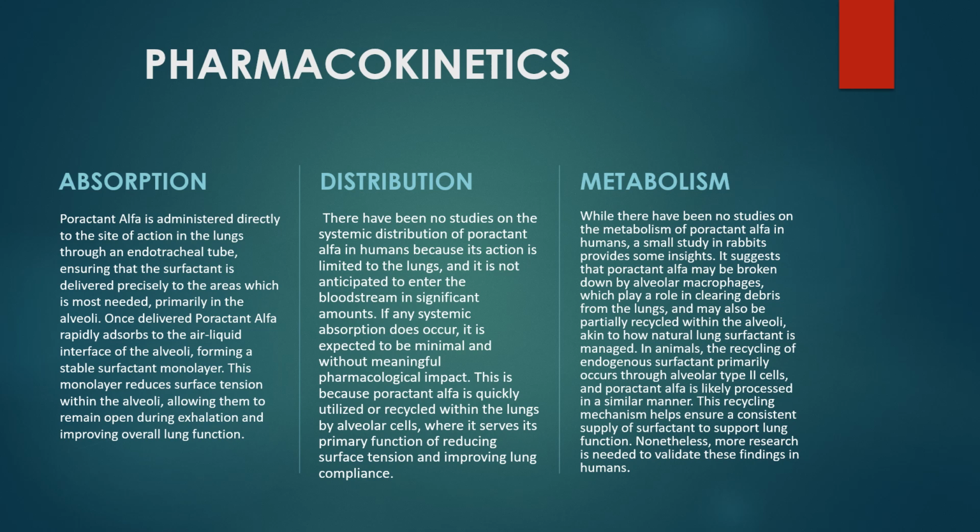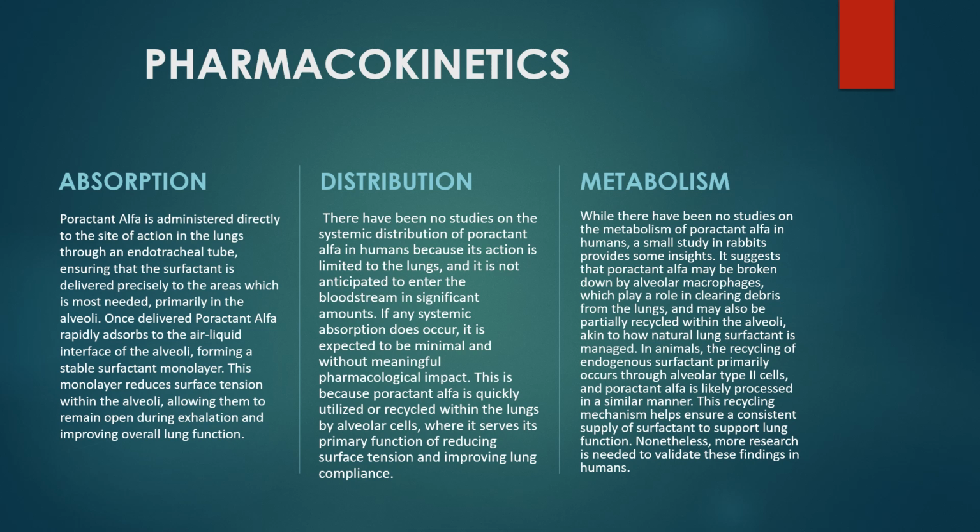Once delivered, Poractant alpha rapidly absorbs to the air-liquid interface of the alveoli, forming a stable surfactant monolayer. The second one is distribution. There have been no studies on the systemic distribution of Poractant alpha in humans because its action is limited to the lungs and is not anticipated to enter the bloodstream in significant amounts. If any systemic absorption does occur, it is expected to be minimal and without meaningful pharmacological impact.